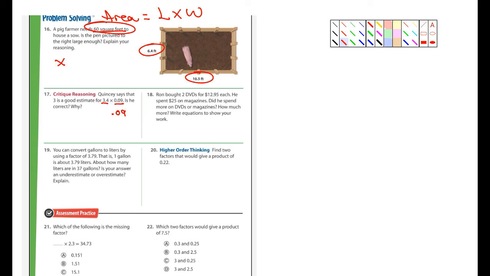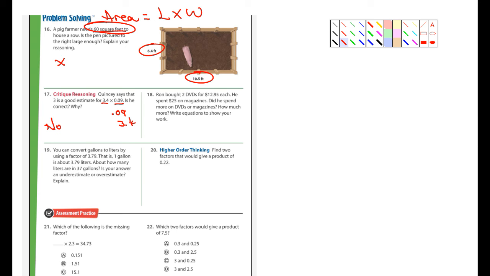Okay. Number 19, you can convert gallons to liters. Those are 2 different measurements by using a factor of 3.79. That is, 1 gallon is about 3.79 liters. So if 1 gallon is 3.79 liters, how many is 37 gallons? Well, that's simply the 3.79 multiplied by 37. You'll have to figure that one out.